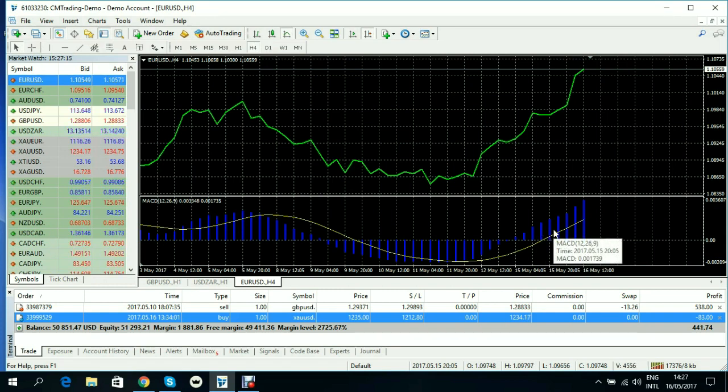The longer the time frame, the better when using MACD. Here we are in the 4-hour time frame, and you can see that as the bars are increasing, the trend is also going up, the price is rising. So this tells us that it is going to buy more, and we can see it here also.